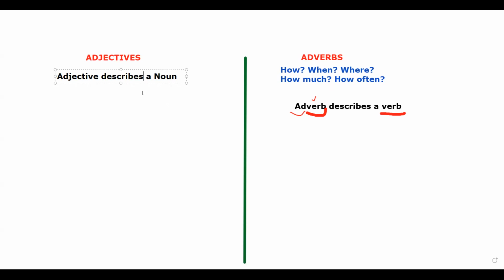We can call a noun a person. So an adjective can describe a person or a thing, right? So a noun can be a person or it can be a thing. So this is something to remember in regards to the rule.